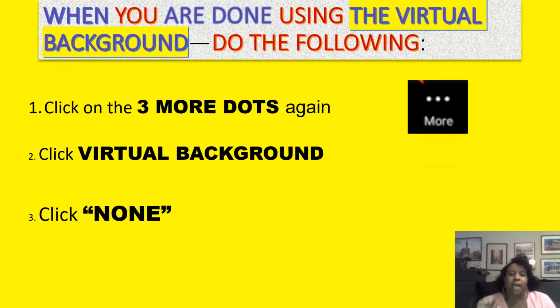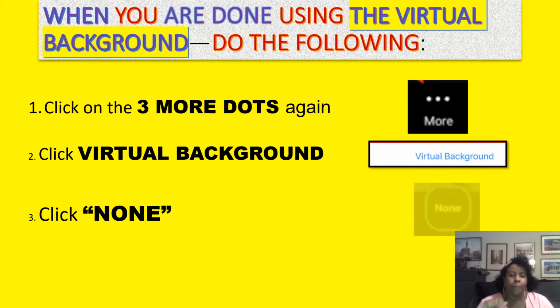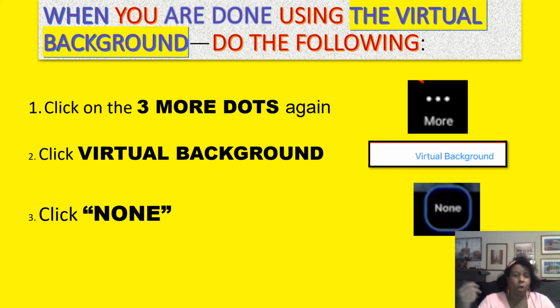Now when you are done with using the virtual background and you want your own background again, this is what you do. Once again, you click on the three dots that says more underneath. Click on that again. Click on virtual background again, and this time click on where it says none, N-O-N-E, none. That means give me back my own background. Okay, I want my own room showing or whatever. So that's how you do it when you're done using the virtual background.